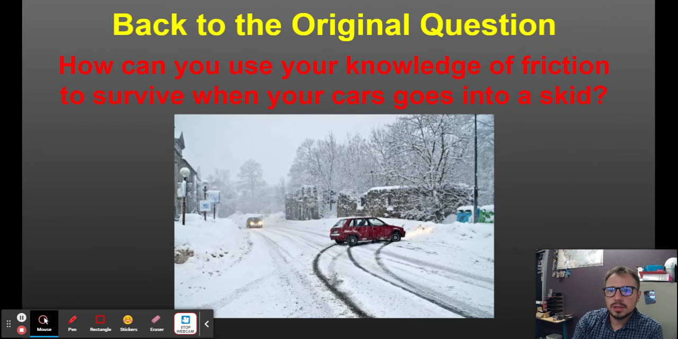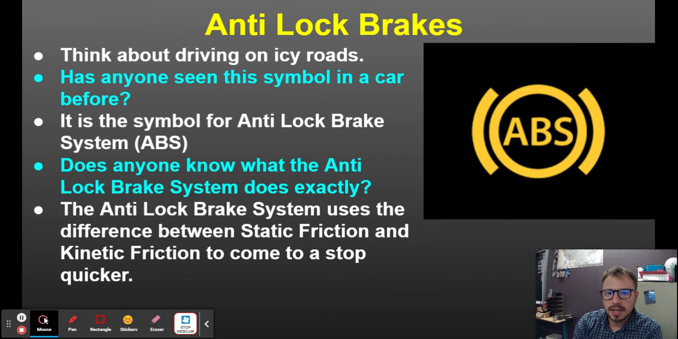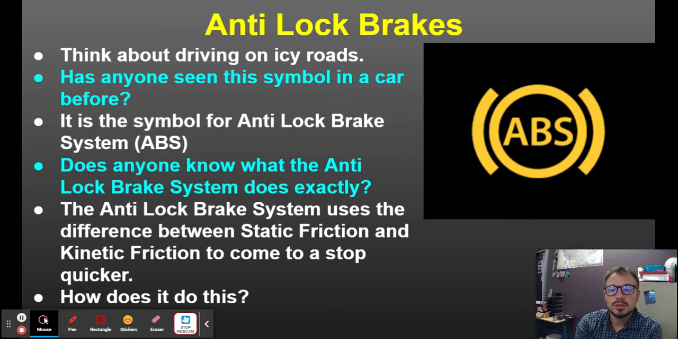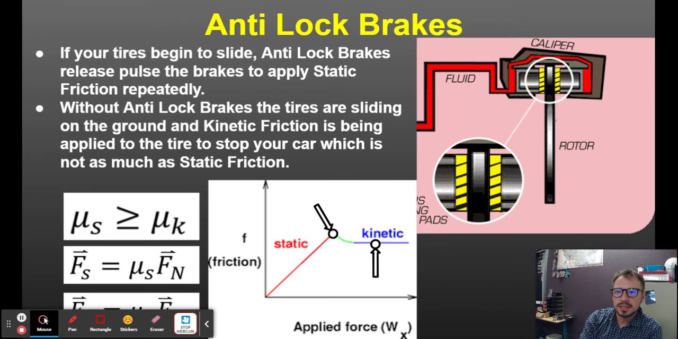All right. So how can you use your knowledge of friction to survive when your car goes into a skid? So that brings us to anti-lock brakes. So the anti-lock brake system uses the difference between static friction and kinetic friction to come to a stop quicker. Well, how does it do this? Well, if your tires begin to slide, the anti-lock brakes release the brakes. It pulses the brakes repeatedly to apply the static friction repeatedly.